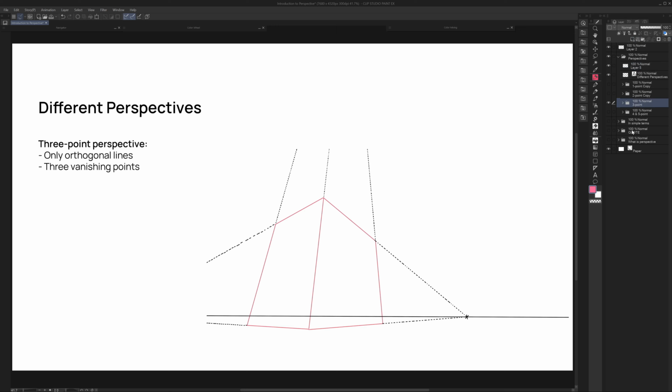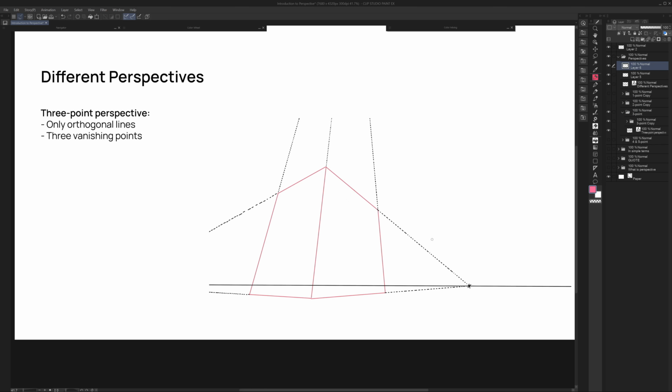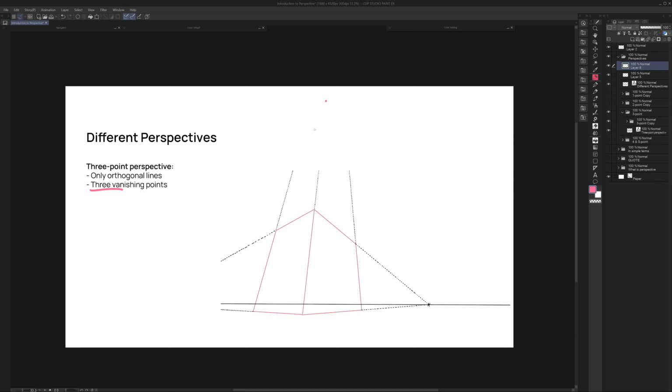Then we have 3-point perspective, and you can see that we have only orthogonal lines. We don't have any transversal lines anymore, so it's a bit different yet again. I think 3-point perspective creates pretty good looking images and is something you should maybe take a shot at. The way it works is that you have 3 vanishing points. The one you see here is a bit off canvas, but you would draw the line here.